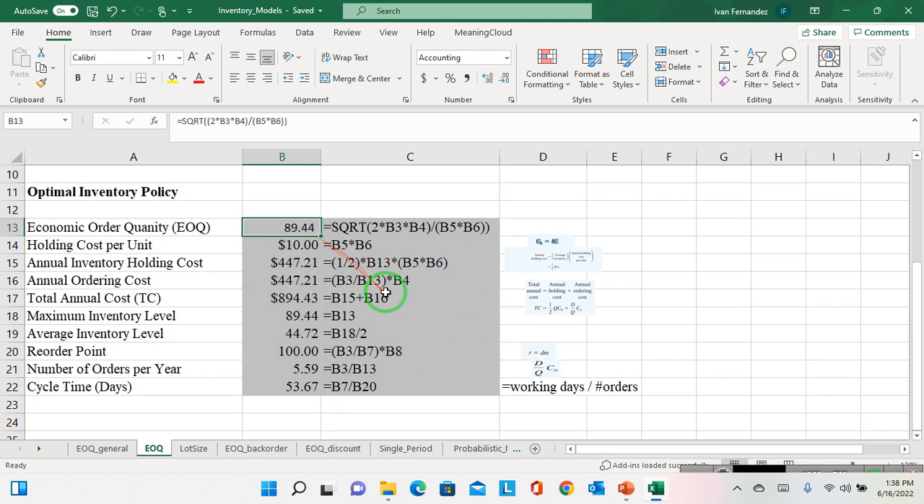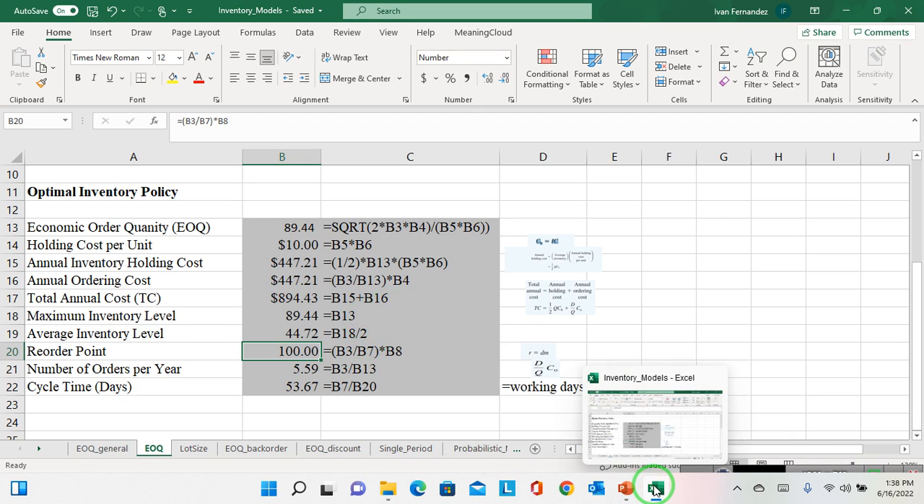So 89.44 was our EOQ, and $894.43 is our total cost. Remember, that is the lowest possible, the minimum annual total cost for our inventory. We have some other data here as well: average inventory, maximum inventory, and the reorder point is calculated for us as well, 100. Everything is here in this Excel spreadsheet.